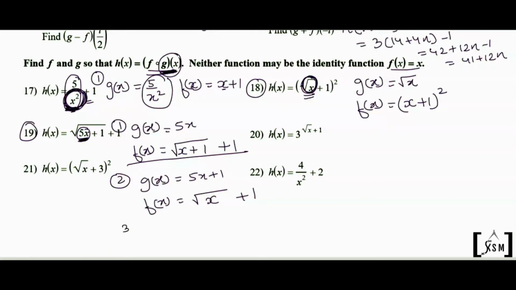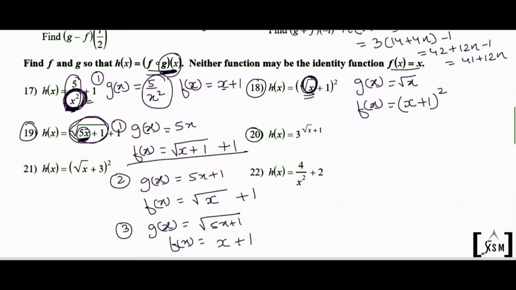A third set of answers could be, if you suppose g(x) as square root of 5x plus 1. This entire thing if you suppose as g(x), then your f(x) would be just x, and then plus 1. This could be your third answer for question number 19. All the answers are correct, right? Good. Let's try question number 20.